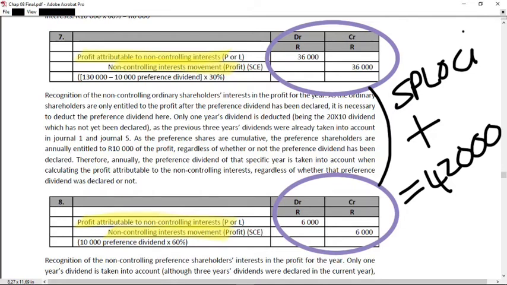Just a final comment here with the 10,000 Rand that we exclude. This 10,000 we are excluding there is the X10 dividend that these cumulative preference shareholders are entitled to. It's got nothing to do with the actual 30,000 Rand dividend declared relating to previous years that's in arrears.